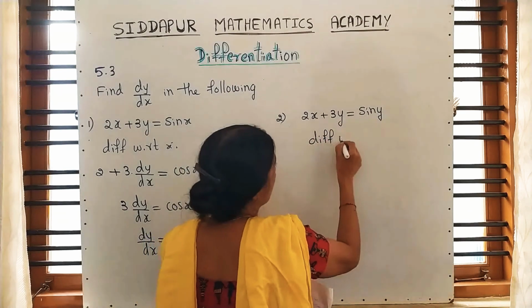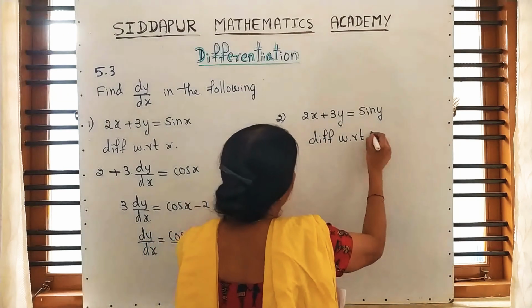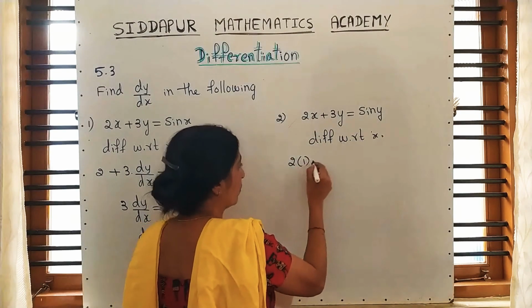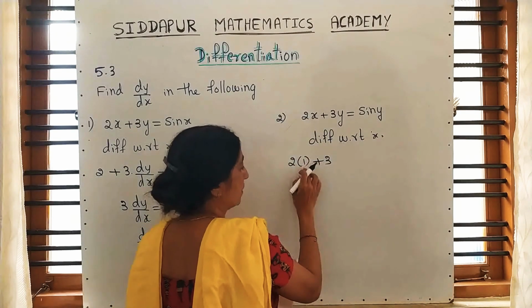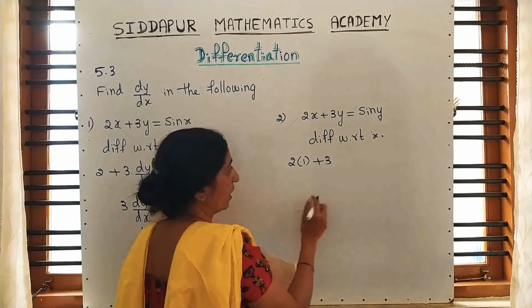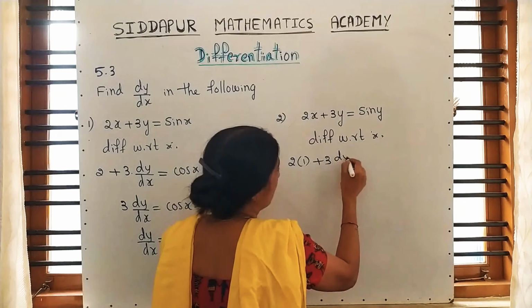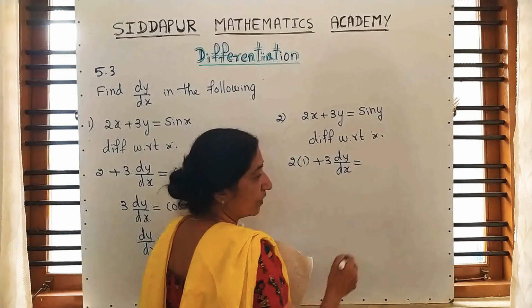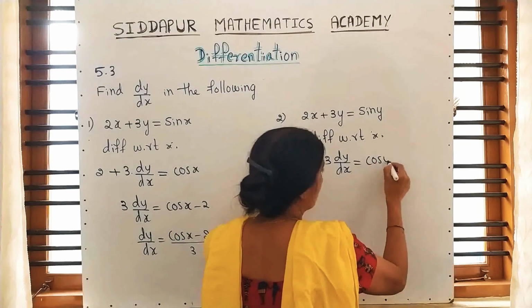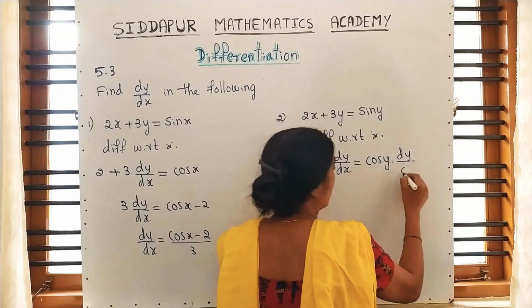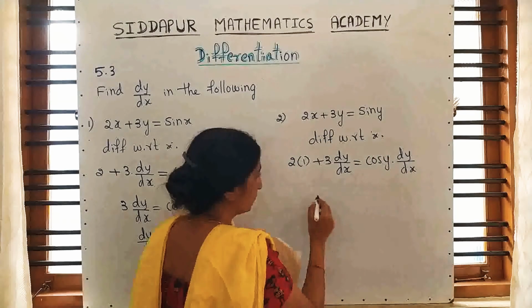Differentiating with respect to x. Already I explained so many examples. 2 as it is, differentiation of x is 1, plus 3 as it is. Here no need to write 1 because 2 into 1 is 2. That's why no need to write that. y is dy upon dx, is equal to, what is the differentiation of sin y? This is cos y and the angle is other than x, that will be written as dy upon dx.